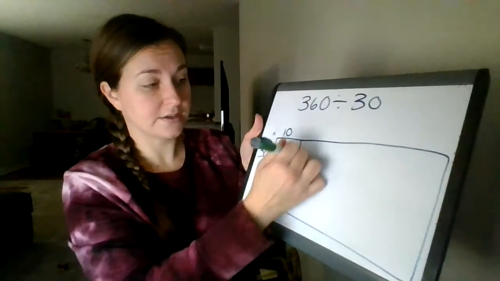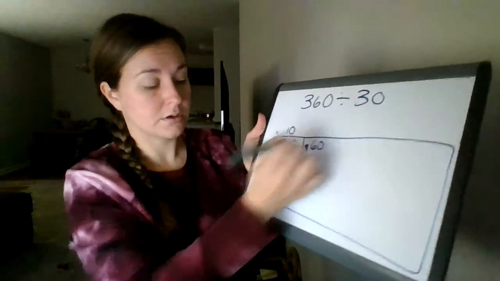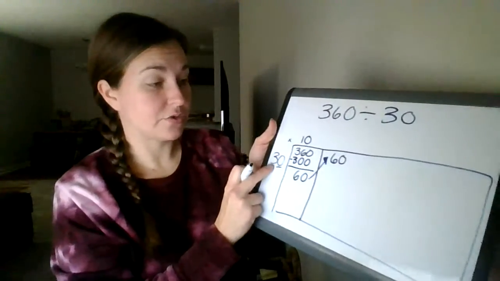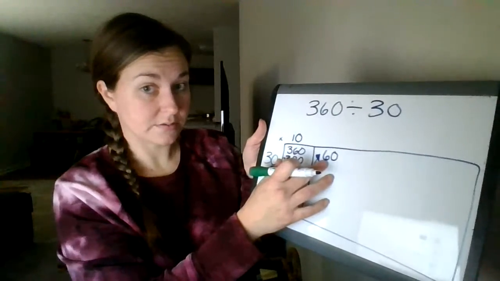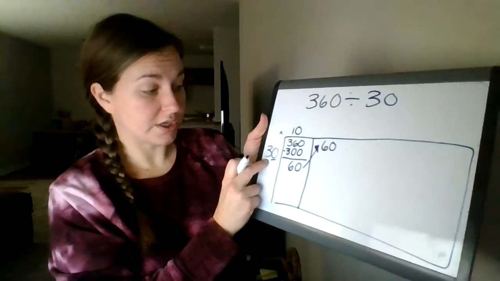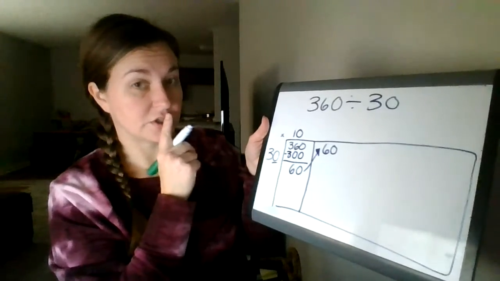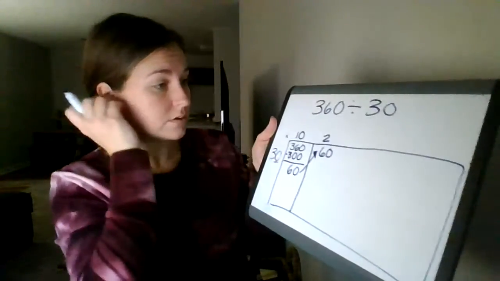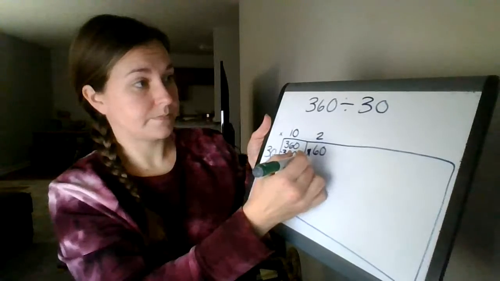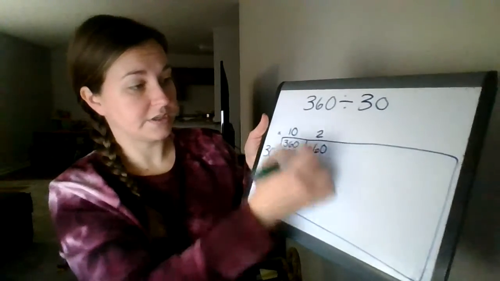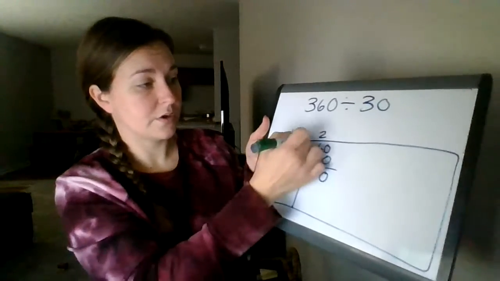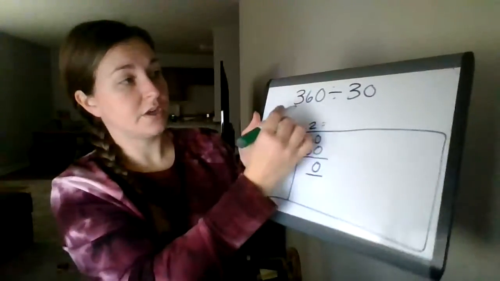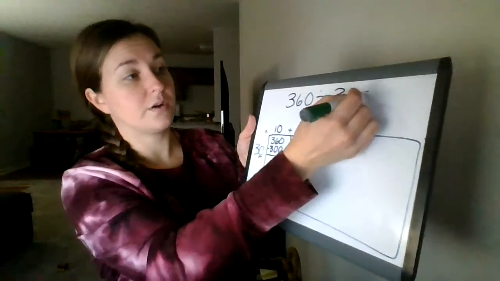If I subtract, I have 60 left. I'm going to carry my 60 over. Now, how many times can 30 go into 60? Well, I know that 3 goes into 6 2 times. So 30 times 2 would give me 60. If I subtract, I have 0. I have no remainder, so my division is done. That means that 360 divided by 30 is 12.